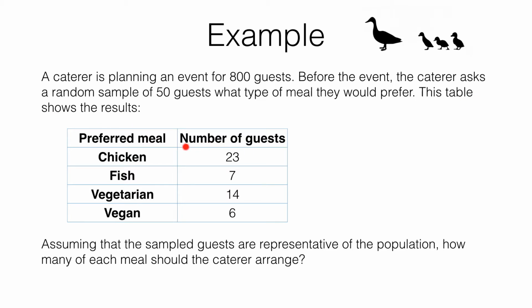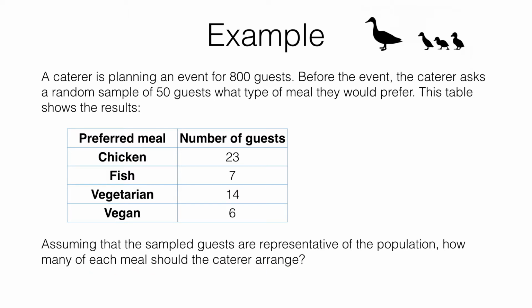So these are the 50 guests. Out of the 50 guests, 23 said they'd prefer chicken, 7 said fish, 14 said vegetarian, and 6 said vegan. Now, assuming that these sampled guests are representative of the population, how many of each meal should the caterer arrange?